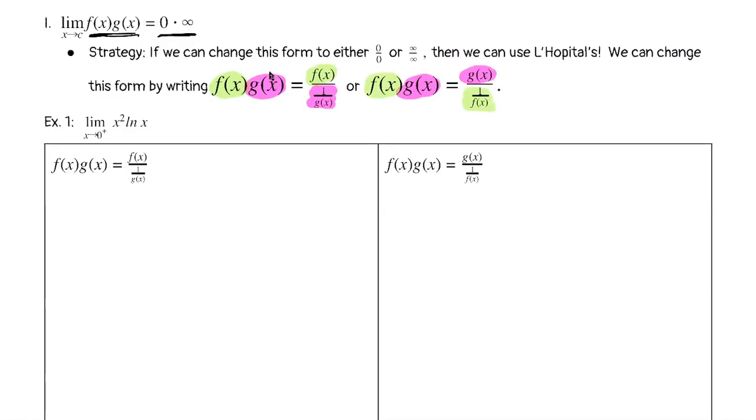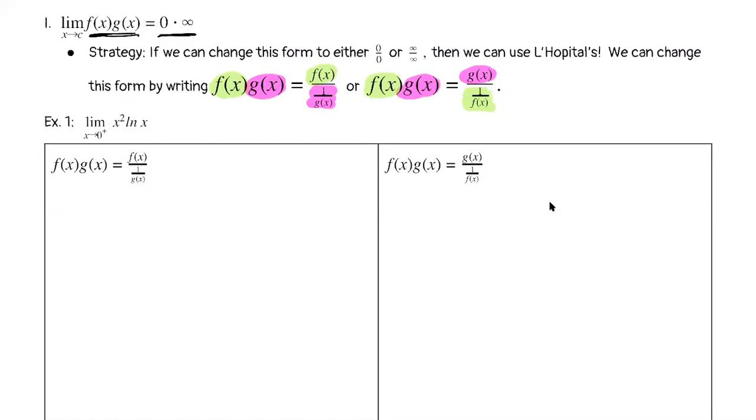Now, applications of this topic, not a ton in terms of real world applications. Some of Calc 2 is definitely going to be very theoretical. I would say this is more along that theoretical vein, okay?